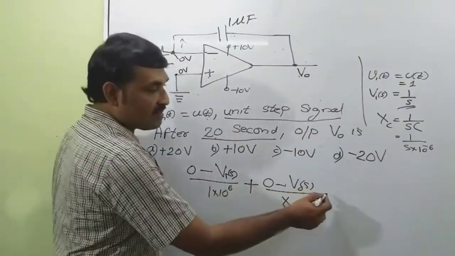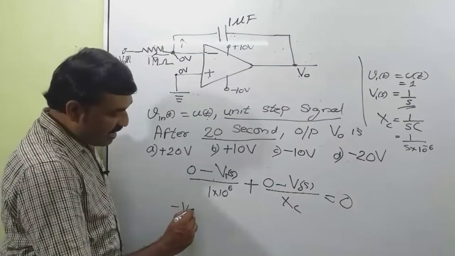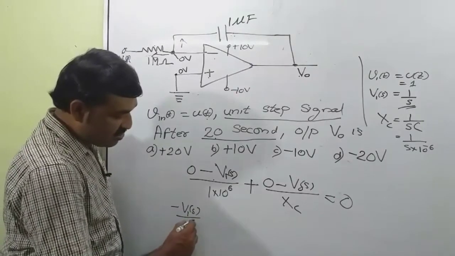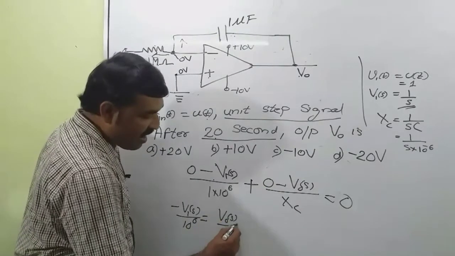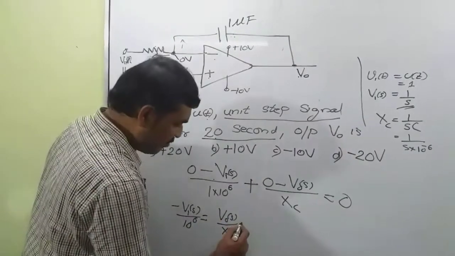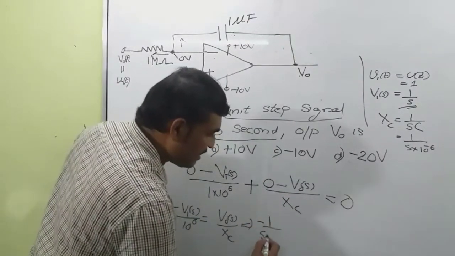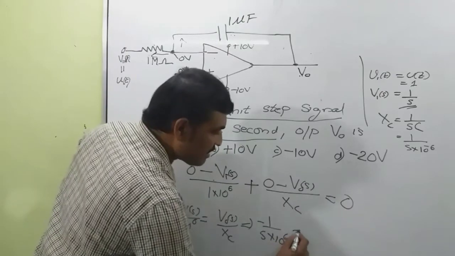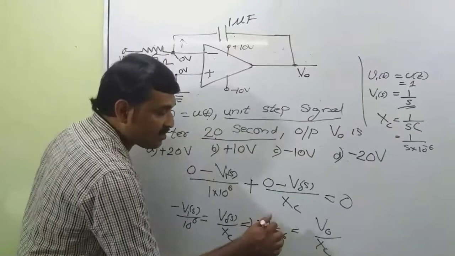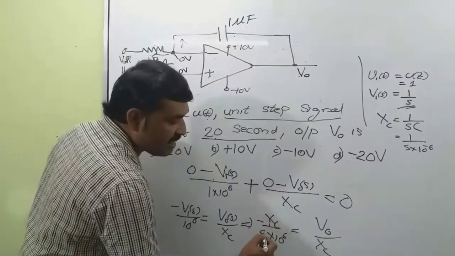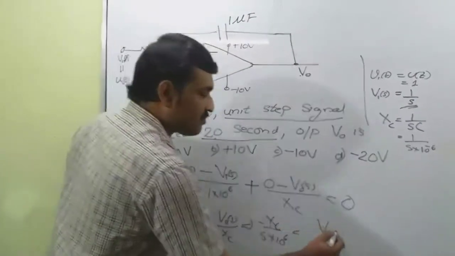So we can write this as minus VIS divided by 10 raised to 6 is equal to V0S divided by XC. This implies minus VIS, that is minus 1 by S into 10 raised to 6, is equal to V0 by XC. So XC can be taken here. So this is equal to minus XC by S into 10 raised to 6, that is equal to V0S.